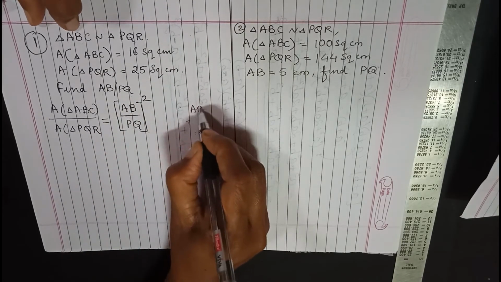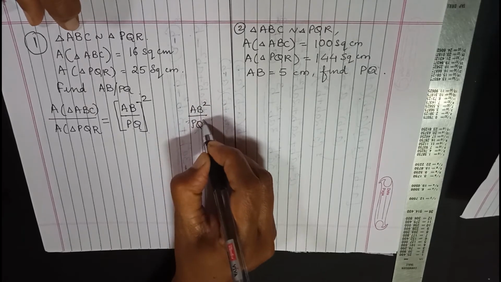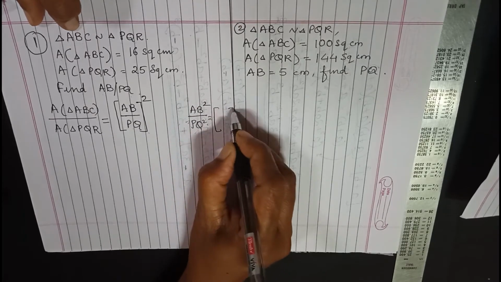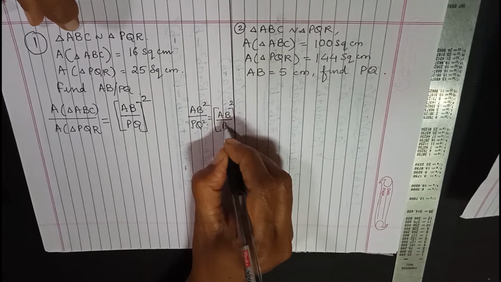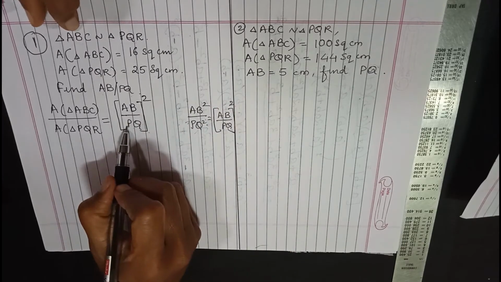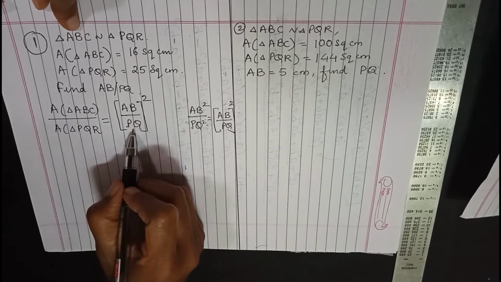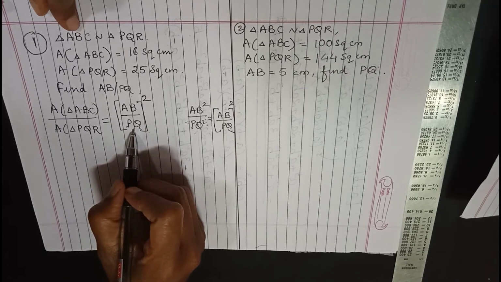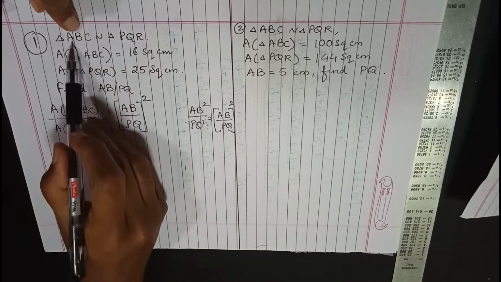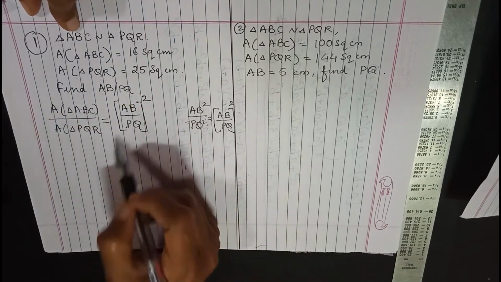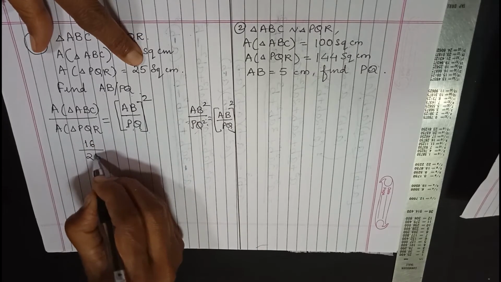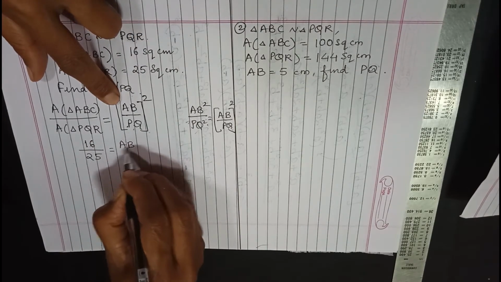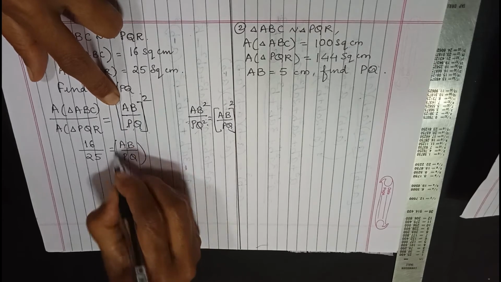Instead of AB square upon PQ square, you can even take out this square common outside like laws of indices, and then you can write it as AB upon PQ. That is what I have written here. Now this is according to the theorem of areas of similar triangle. Okay, these are the corresponding sides AB and PQ. Now let's substitute the value. ABC is 16, PQR is 25, that is equal to AB upon PQ the whole square.